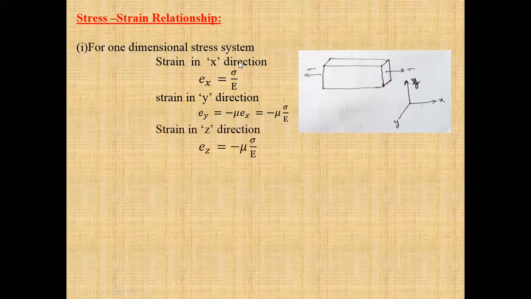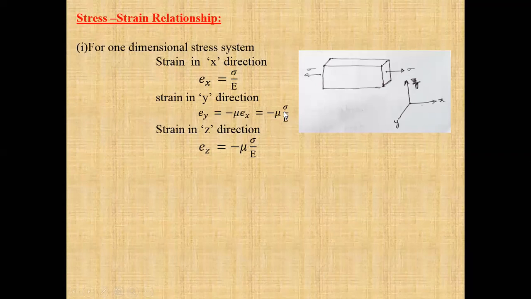So this is for one dimension. In the same way, it is very clear, the strain in the z direction as well, in this direction. Obviously, that also will take the same form. This is minus mu Ex. Ex is sigma by E, because it is only one stress, one strain longitudinally. So obviously in the lateral direction, what is happening? Mu into longitudinal strain. So these two would be the same if it is a one-dimensional stress system.